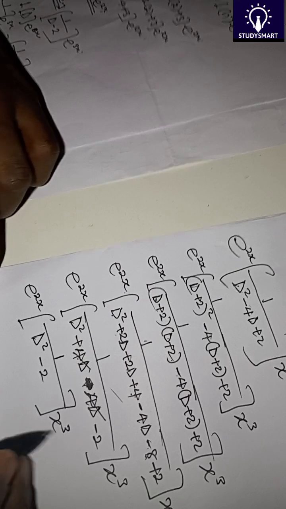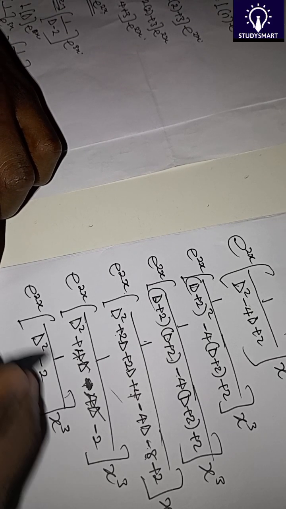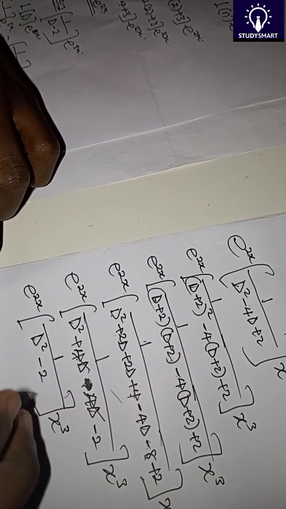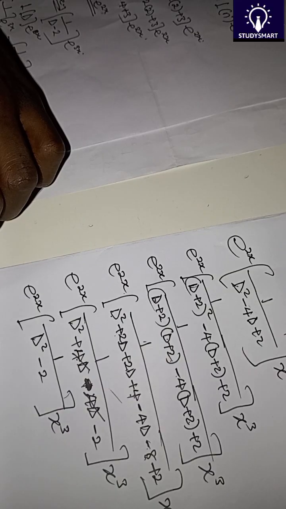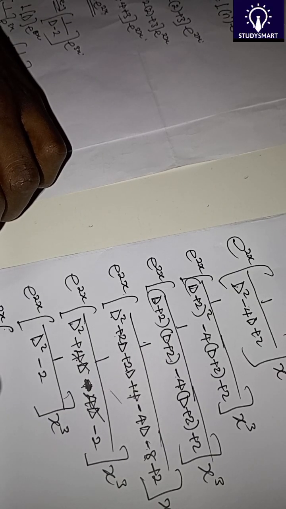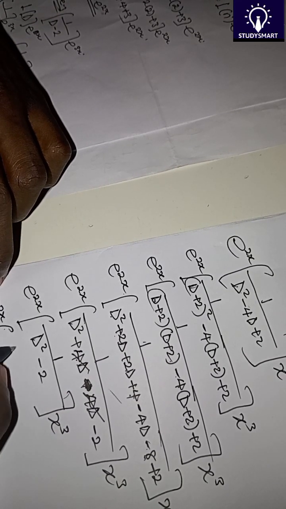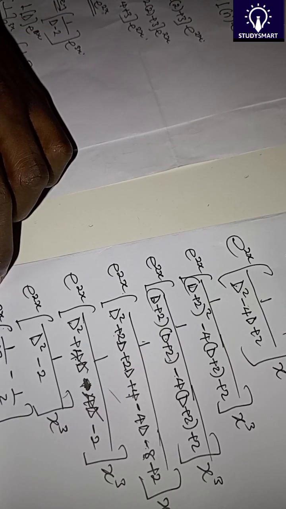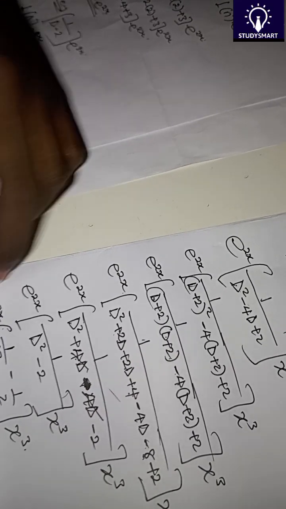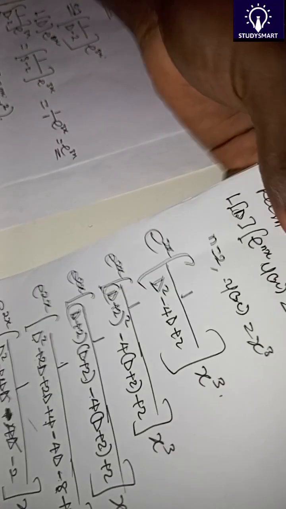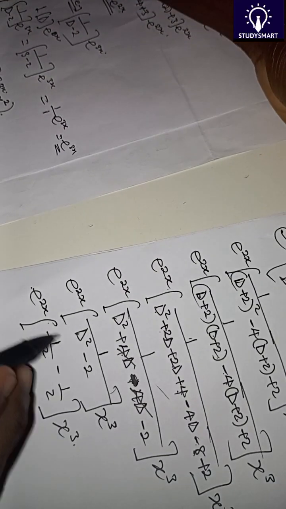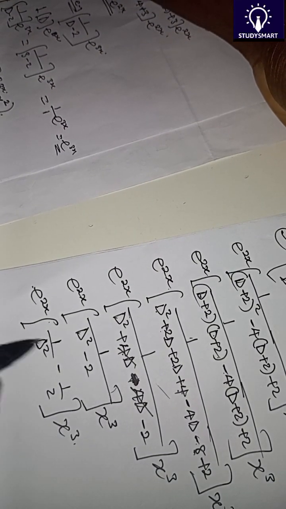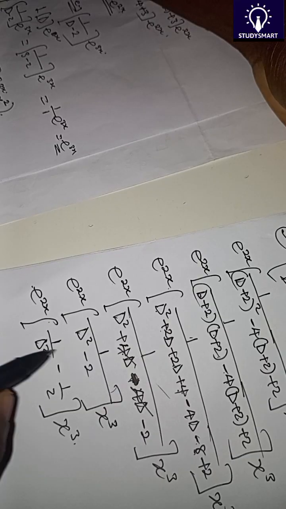Alright, so let me write the bracket here, all this inside this bracket, to obtain exponential 2x into, this is also the same thing as having 1 over d squared here, then minus 1 over 2. Right, outside I have x cubed. So from this point now, you observe that the expression here is the inverse.